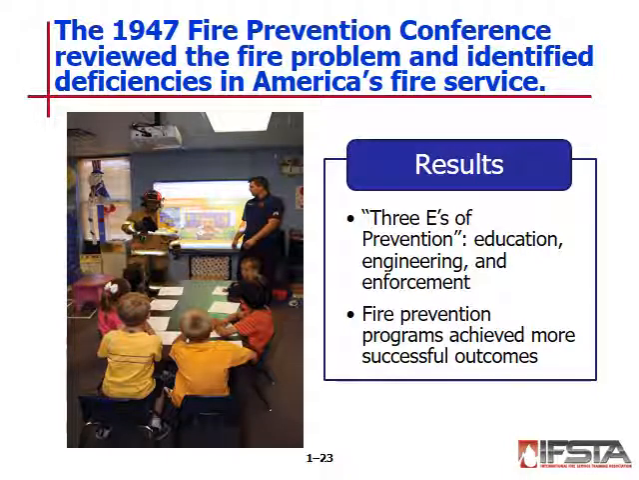Education, engineering, and enforcement, also referred to as the 3 E's of prevention, came as a result of this conference. Again, let me recap that. The 3 E's of prevention are education, engineering, and enforcement. Individuals involved in fire protection practices realize that all 3 components must be implemented in order to reduce the number of fire deaths and related injuries. As a result, fire prevention programs achieve more successful outcomes.